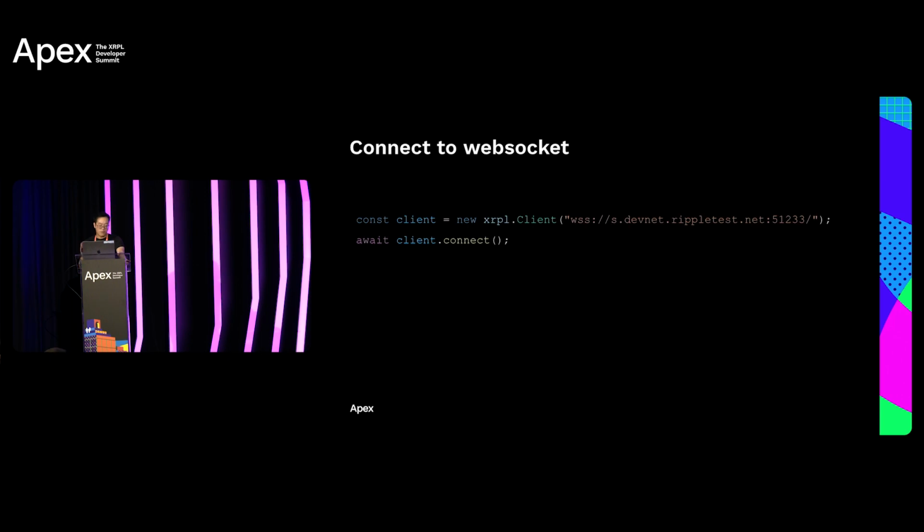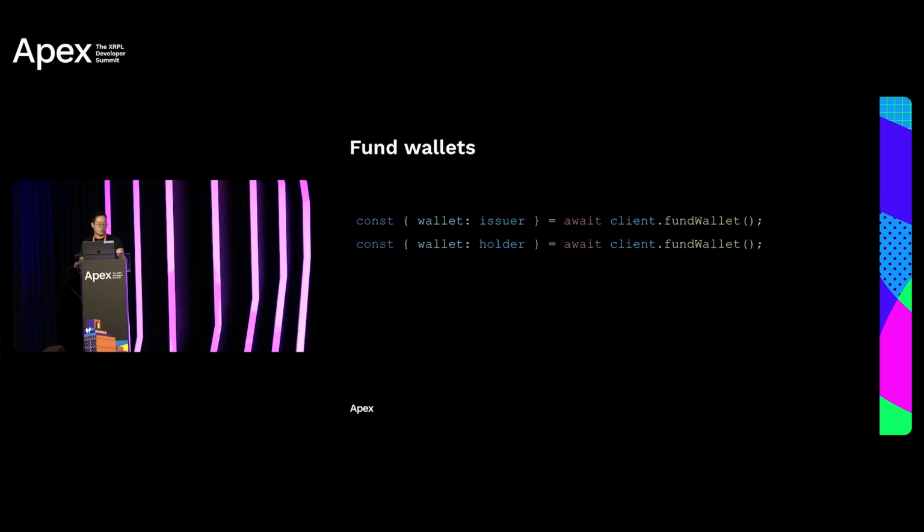So the first step, we're going to do some setup. We're going to open a WebSocket connection to the DevNet. And then we're going to open up two wallets, one being the issuer and the other being the holder.